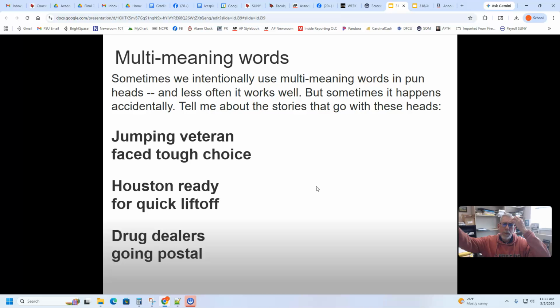So, multi-meaning words. Jumping veteran faces tough choice. Houston ready for a quick liftoff. Drug dealers go postal. Can you imagine what those stories are about? They actually are real headlines from stories that are about things you wouldn't expect. Jumping veteran was actually about an equestrian. It probably made sense if there was a photo in the story, but still it's two meanings. Like someone riding a horse jumping.